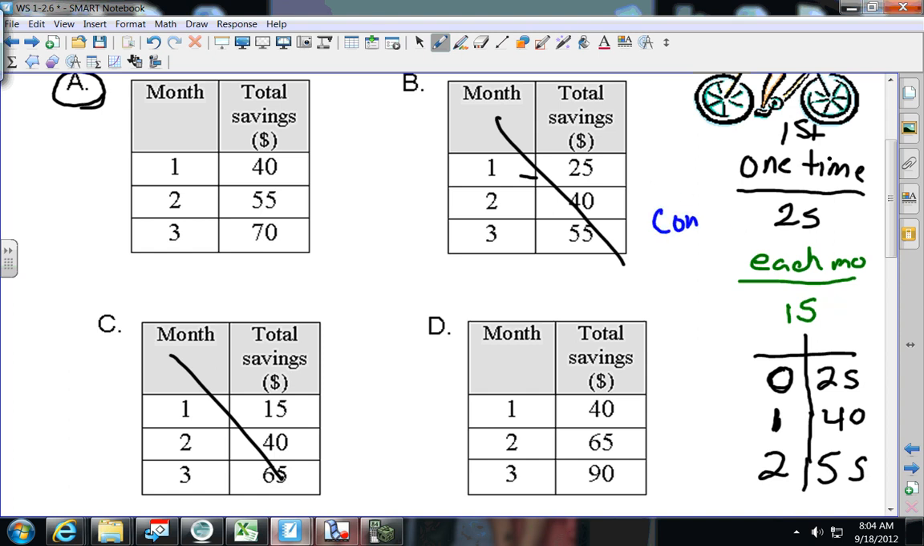So this is the constant. I would write that right there, somewhere on your paper. What happens each month? This is your coefficient. Okay?